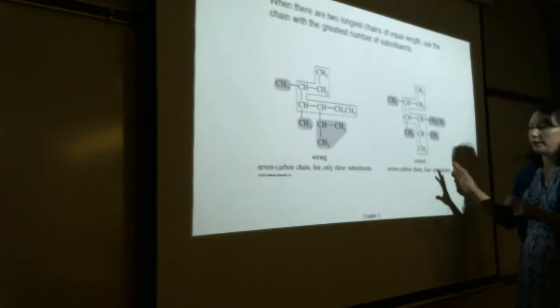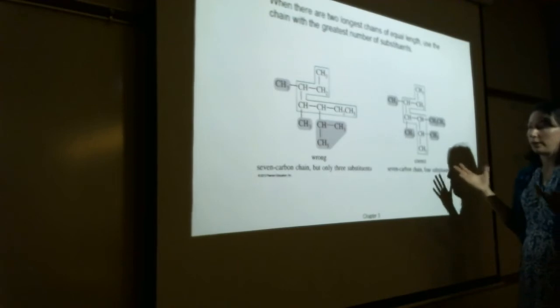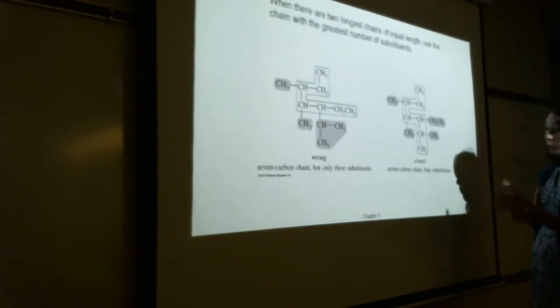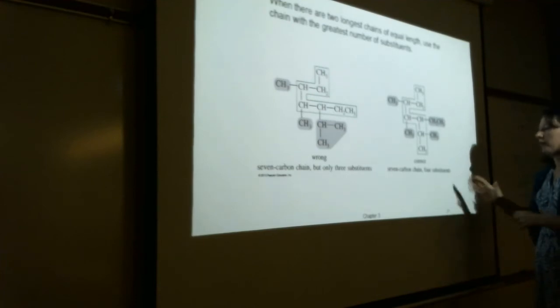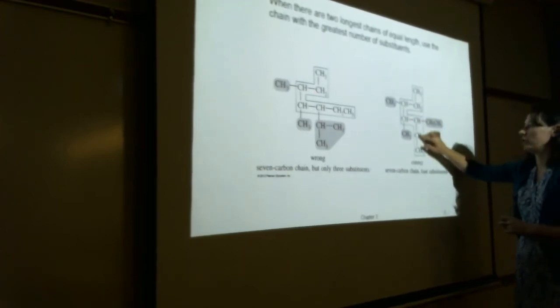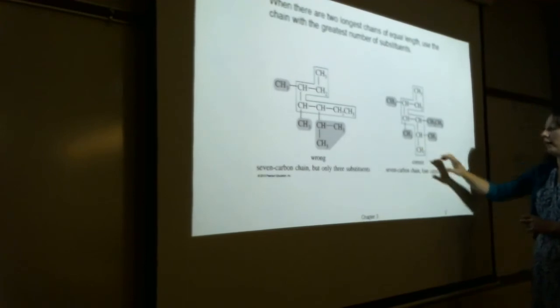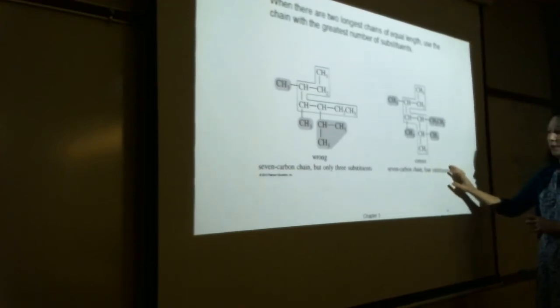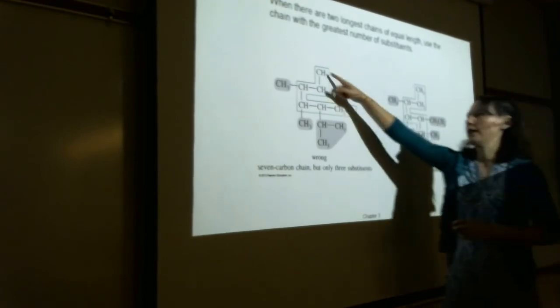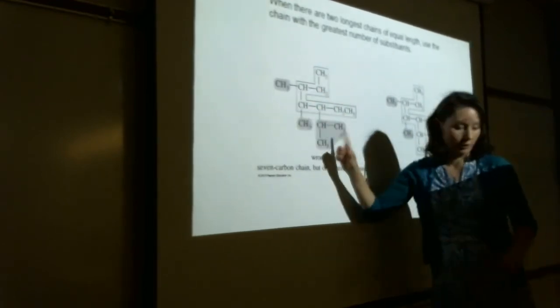The rule here is if either way I count it, I get a 7-carbon chain. It's obviously going to be a 7-carbon chain. But there is one that's correct and there's one that's not correct. This is the version that's correct. Okay, you choose the one that has the greatest number of substituents. So you want to pick your chain in such a way that you have the greatest number of substituents. Counting it this way gives me 4 substituents versus counting it this way gives me 3. And this figures in your textbook.